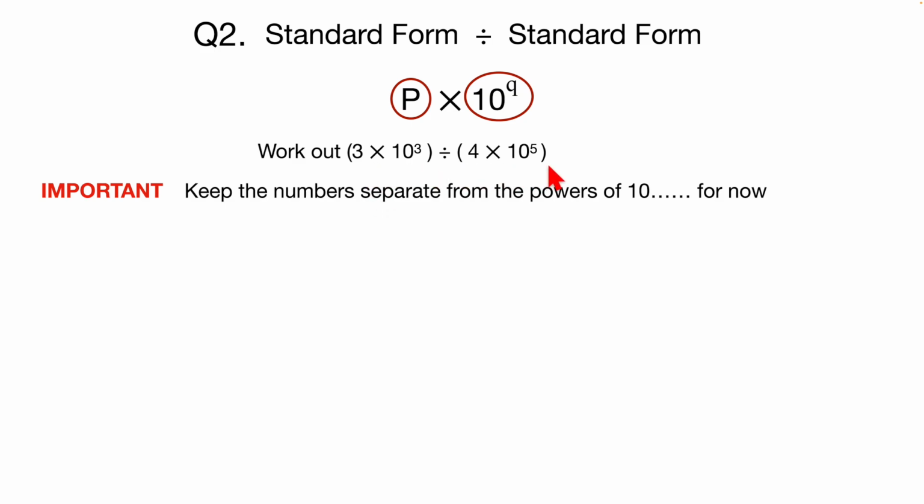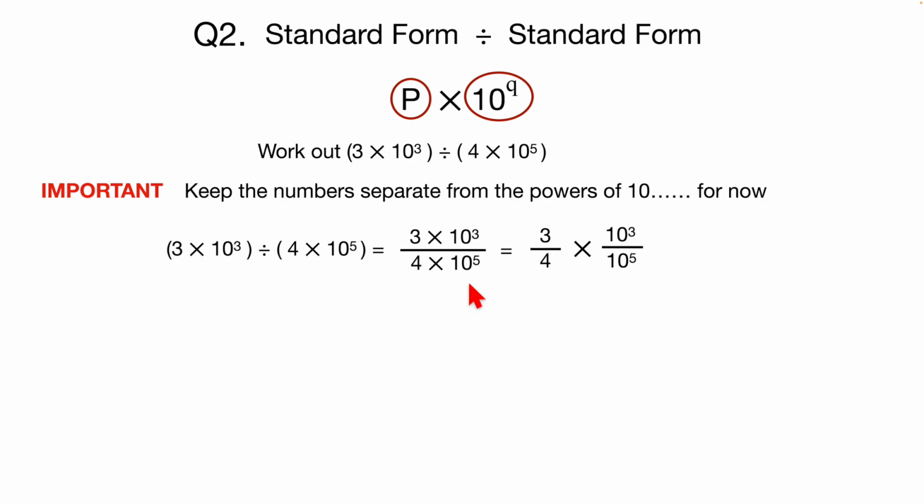So we're just going to show this as a fraction. That's just the same thing. And you can see now that this can be separated into two fractions, really. 3/4 times 10 to the 3 over 10 to the 5. Now it's looking easy. As I say, keep the numbers separate.